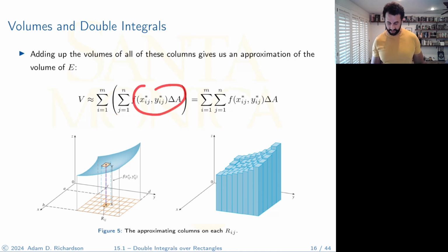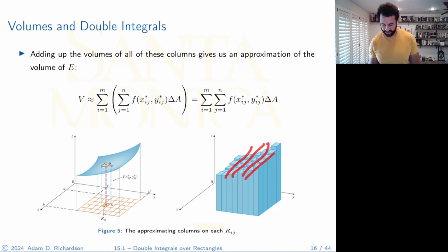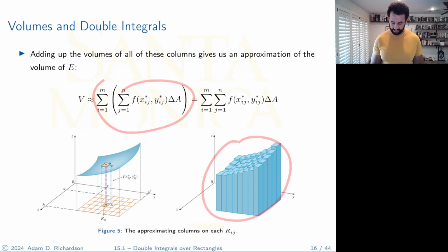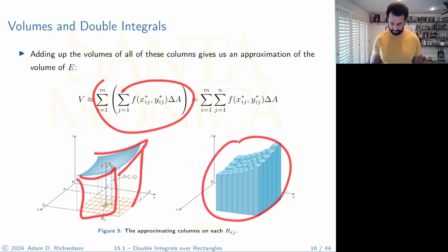So we're going to add up these columns and we're going to go from j equals 1 to n. So basically it's like finding the volume of this column, this one, this one, this one. And then we're going to do that for each row. Each row you see here. That's what this sum is doing. So add up these volumes and then do that all the way down the line. And then when you add all of that up, you get an approximation of the exact volume under this region.